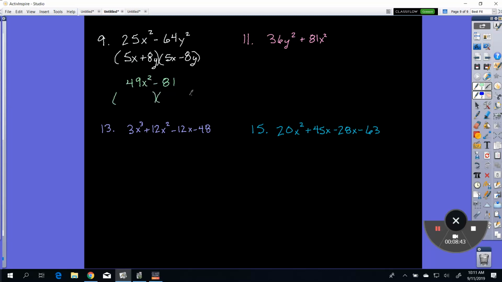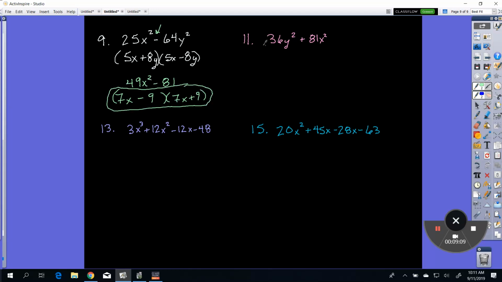if you were to do this, it is 7x and 7x. So again, the square root of 49 is 7, so it is 7x times 7x gives us the 49. Minus 9 plus 9, that makes the 81, and that's the answer. So whenever there are squared numbers with a minus between them, it has to be a minus. If it's a plus, it does not work.